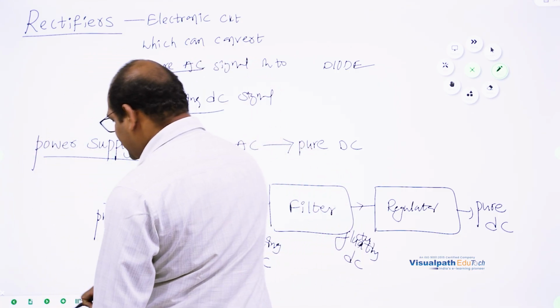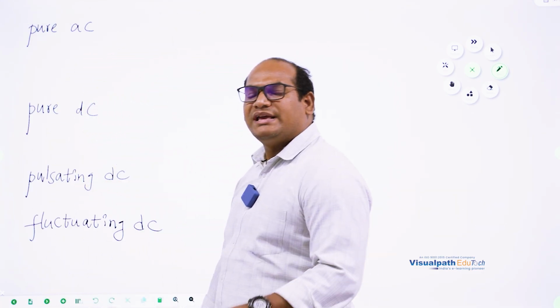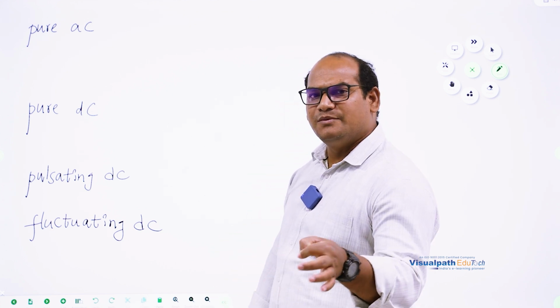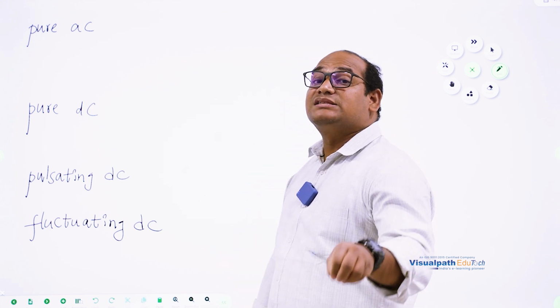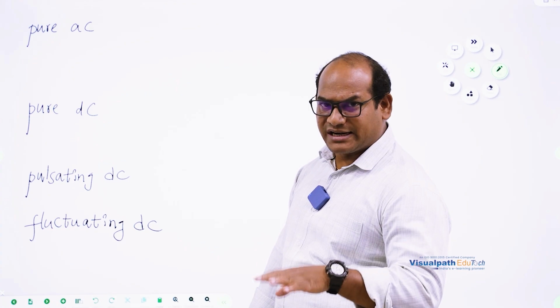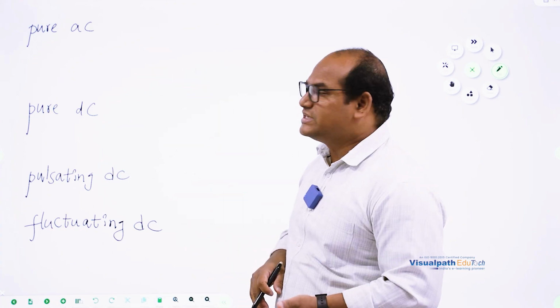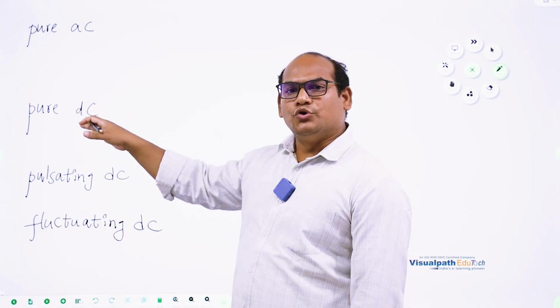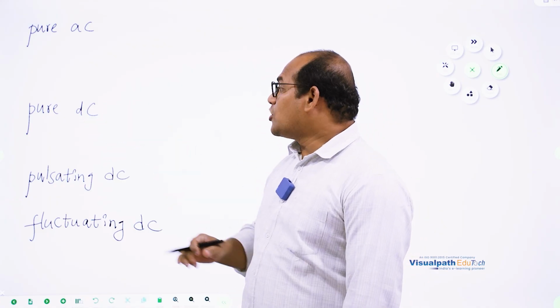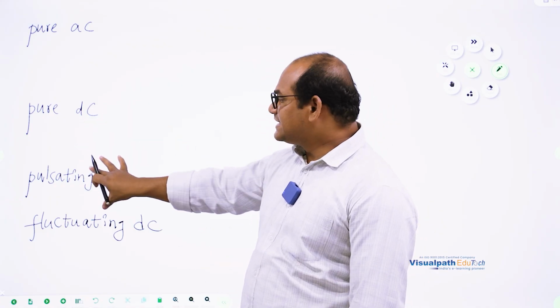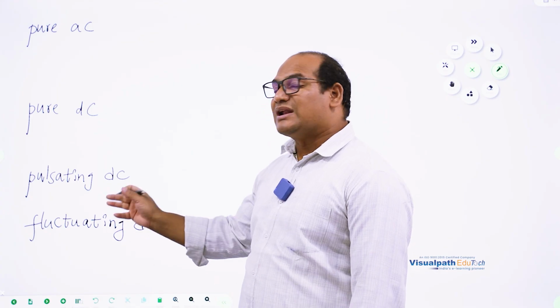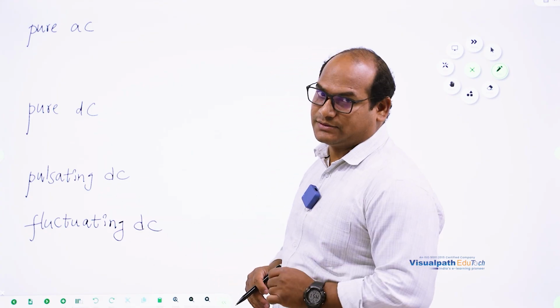Now one by one we will see. What is pure AC signal? This pure AC signal is the input for the power supply. Because the first block of the power supply is the rectifier, the input for the rectifier is also a pure AC signal. So we need to know about this. Finally, we should get pure DC. We need to know about this one. The output of the rectifier is pulsating DC, and the fluctuating DC is the output of the filter.